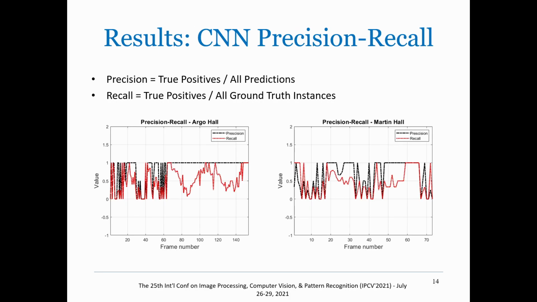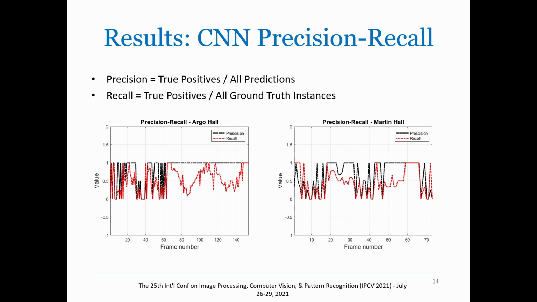On to the graphical results. We can see the precision is calculated as the number of true positives divided by the number of all predictions made, and the recall is calculated as the number of true positives divided by the number of ground truth annotations. So you can think of precision as a measure of how good are the predictions we're making, and recall as a measure of are we making all the predictions we want to be making.